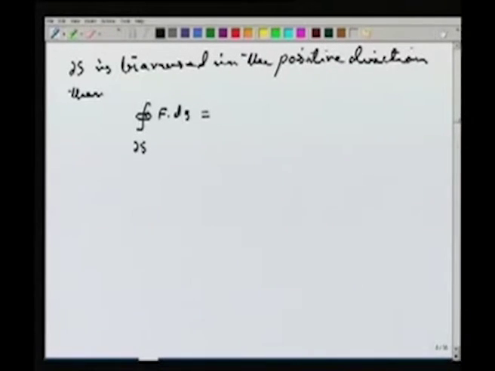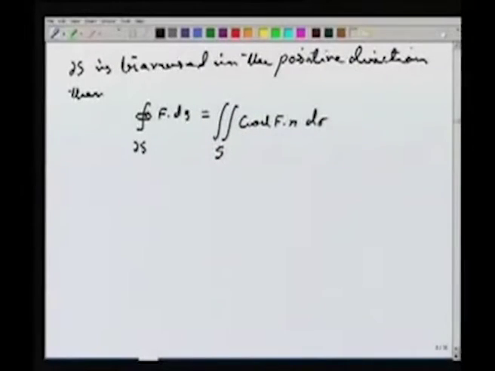This is a simple line integral. This is equal to the double integral over S of curl F dot n d sigma, where d sigma is the surface area of the surface S. So you see the similarity with Green's theorem.